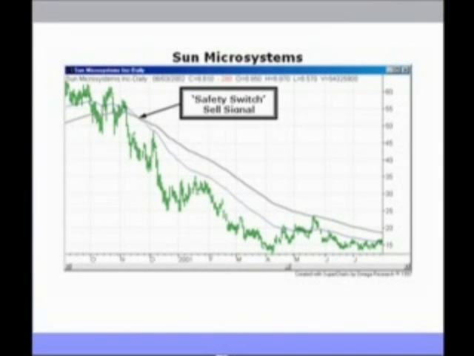Here's another example of a sell signal for Sun Microsystems. And it sold Sun Microsystems at around the $45 level. And you can see, again, that would have saved you from big losses.